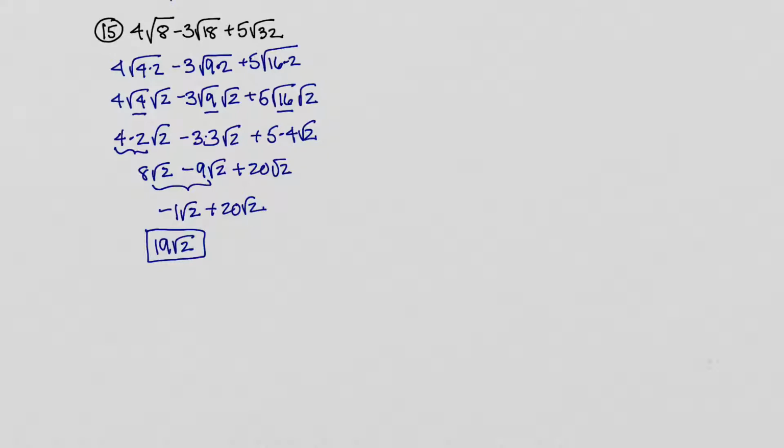So it turns out then that if you have 4 square roots of 8, you subtract 3 square roots of 18, and then you add 5 square roots of 32, what you really have is 19 square roots of 2.